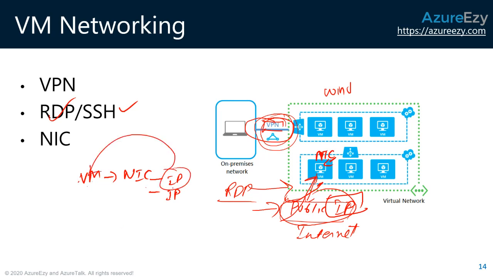The VM gets connected with the IP using this NIC card, the network interface card, very much similar to what you have on your laptop or your desktop. On your laptop it is a hardware network interface card, but in Azure it is a virtual network interface card, which acts as a bridge between the IP and the actual virtual machine.